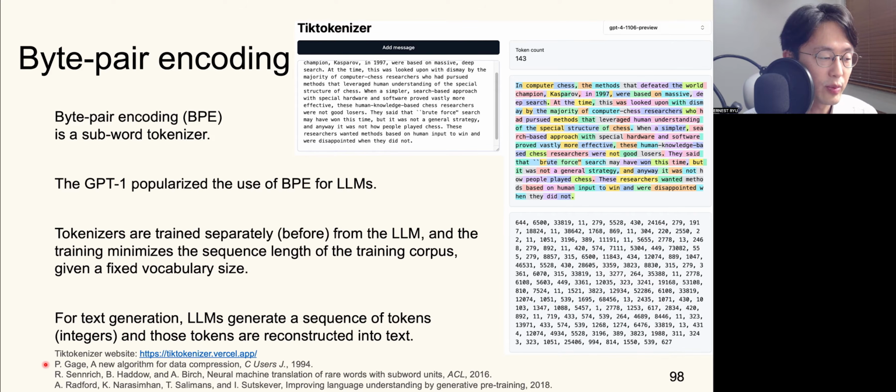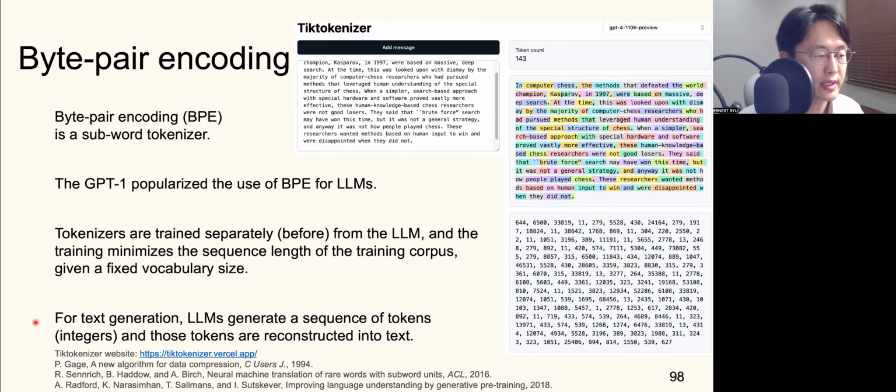Byte-pair encoding was originally proposed in the 1994 paper by Gage, and then in the 2016 paper by Sennrich, BPE was used for a more substantive NLP task. And then the GPT-1 paper published in 2018, that's what really popularized the use of BPE in large language models. The BPE tokenizer is actually a trained tokenizer. The BPE tokenizers are trained separately before you do the LLM training, and the training minimizes the sequence length on the training corpus given a fixed vocabulary size.